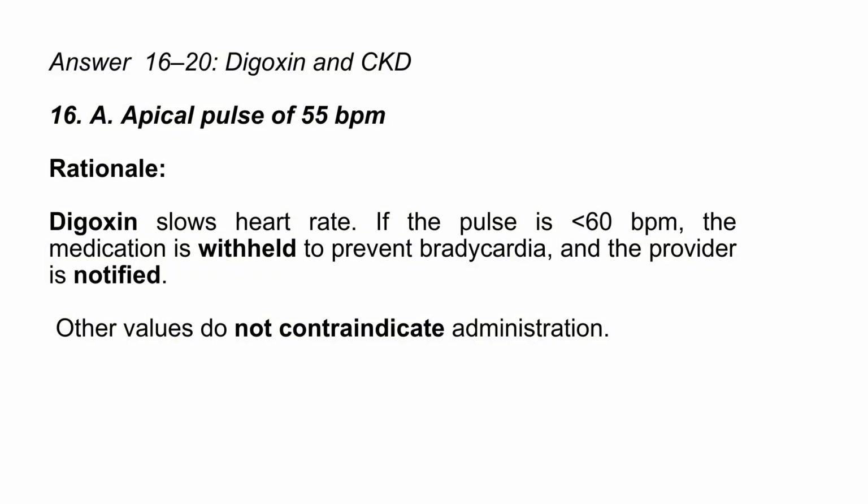Questions 16 to 20. Digoxin and CKD. 16. A. Apical pulse of 55 bpm. Rationale: Digoxin slows heart rate. If the pulse is below 60 bpm, the medication is withheld to prevent bradycardia, and the provider is notified. Other values do not contraindicate administration.